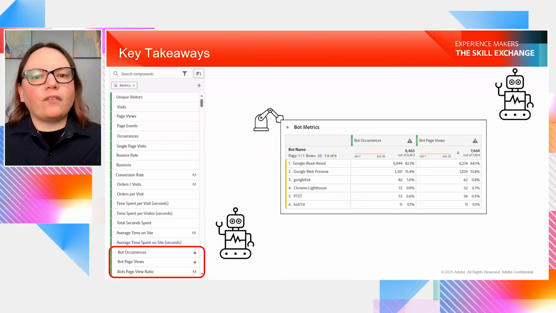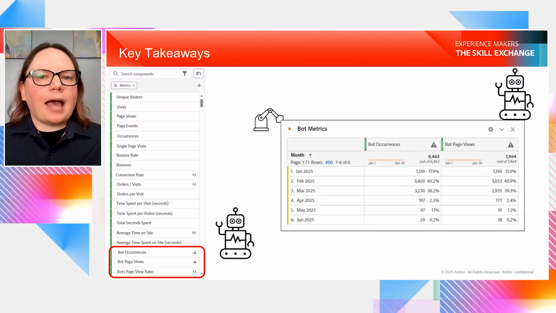These bot metrics do have a warning icon beside them, that little triangle with an exclamation mark. If you click on that, it'll tell you that these metrics can only be used with certain dimensions. The first is bot name. This is the name of the bot that Adobe has identified. You can use bot occurrences or page views to see how frequently each bot hits your site. Your second option is to use a time-based dimension like month. This can show you if there have been spikes or drops in the amount of bot traffic over time. Knowing this can help you understand when your site is getting hit with bot traffic the most.